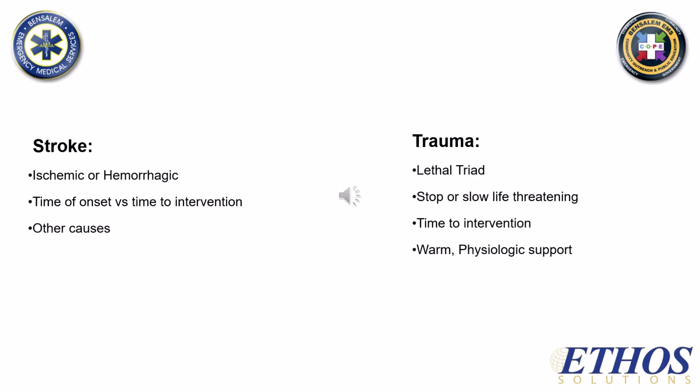Whereas in trauma, it's the lethal triad, right? Stop or slow life-threatening bleeds and life threats. How quickly can I get them to an intervention and get them to the correct intervention in the correct amount of time, keep them warm, and physiologic support for bleeding, airway, and things like that. So basically traumas, stopgap measures and do what we can depending on the type of trauma. Stroke is ischemic versus hemorrhagic versus mimics, and making sure we get as much information as we can.